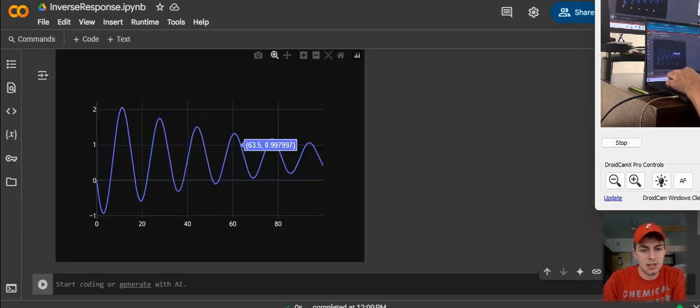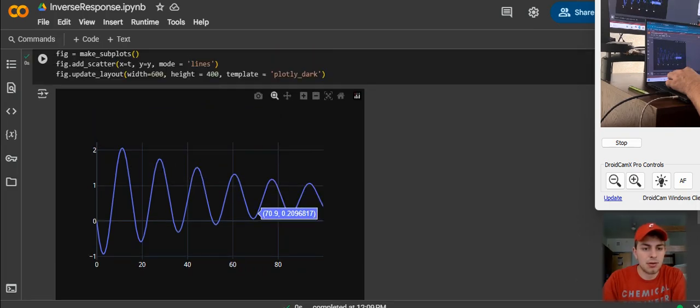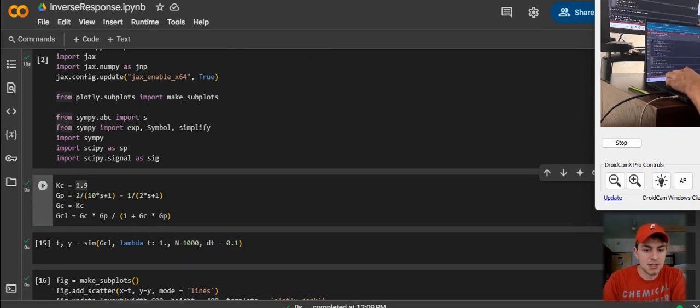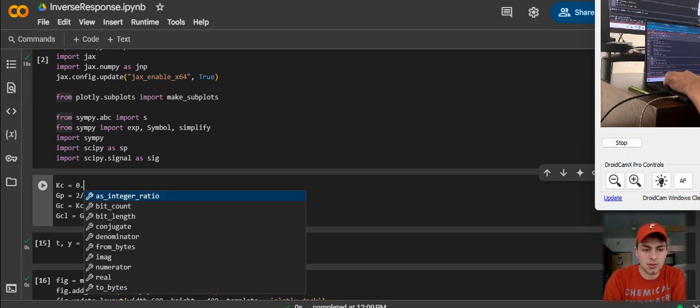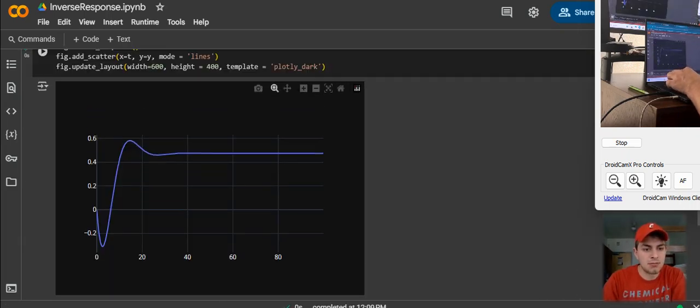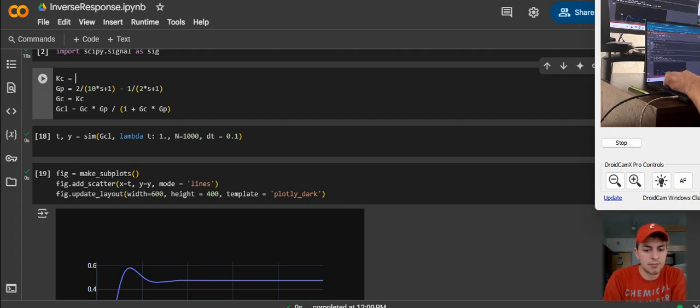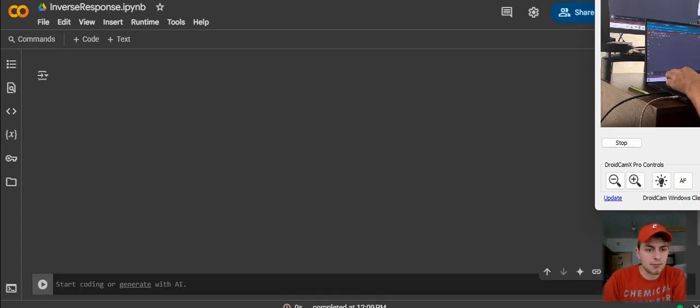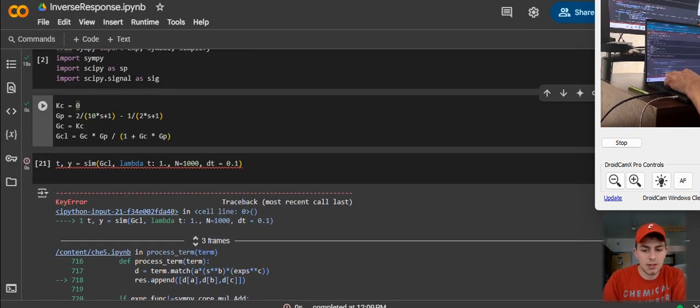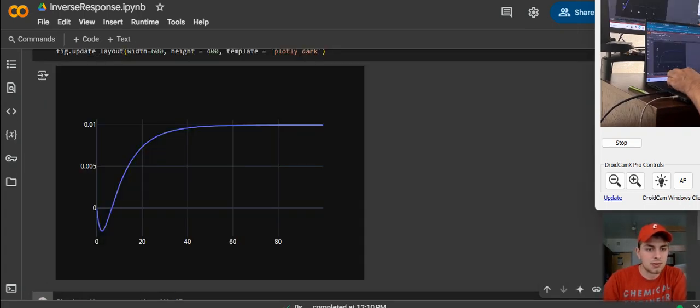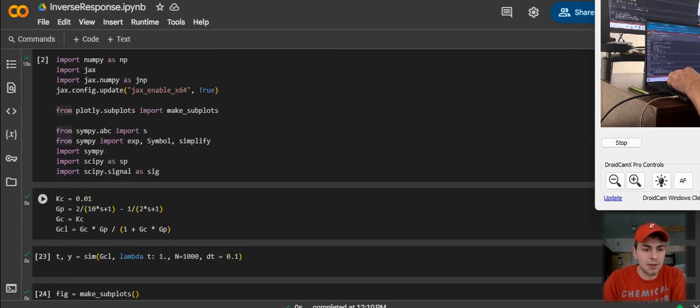So still oscillating. Here's our inverse response. But the magnitudes of the oscillations are decreasing. Thus, we should expect that to be good. Again, looking good. No control. Oops. Guess we can't do no control. With virtually no control, you start to see it flatten out there.